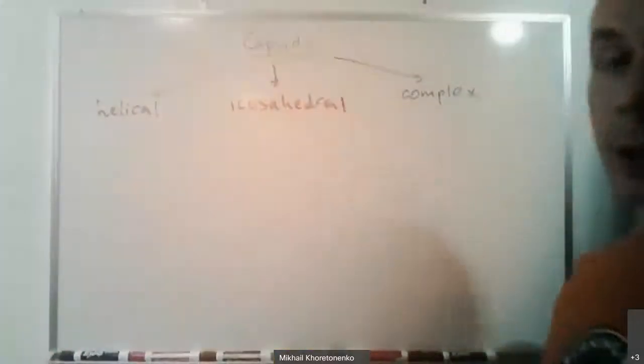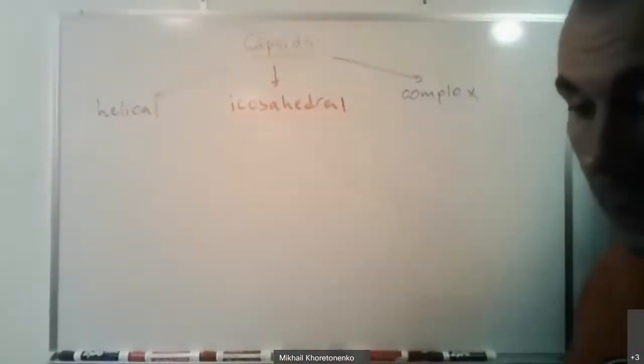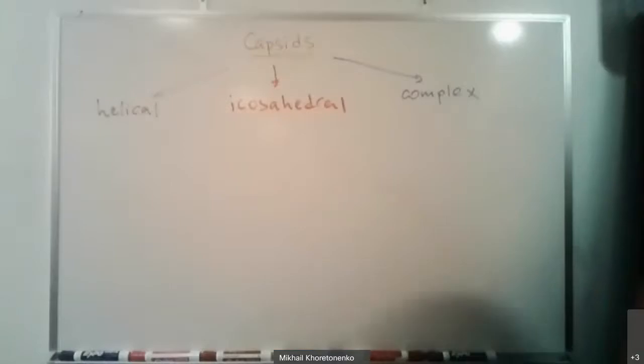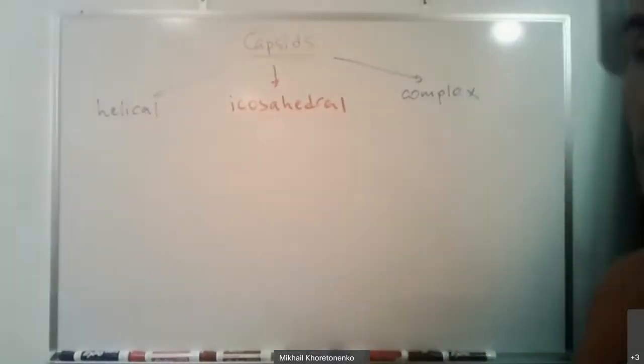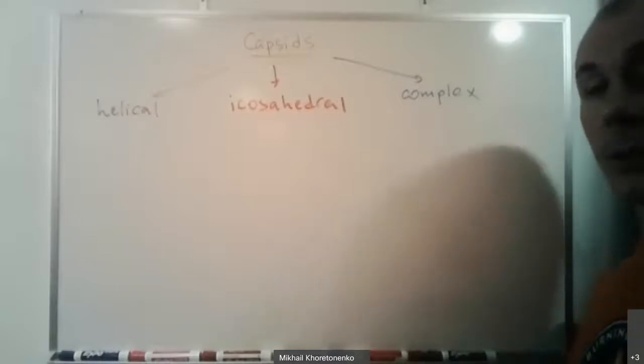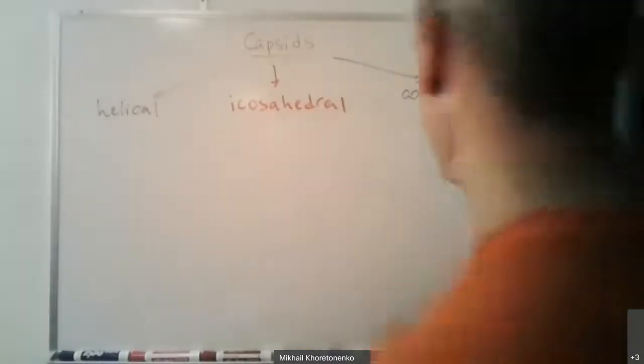Complex is the category which has all the viruses with some unconventional capsids, like filamentous capsids or bullet-shaped capsids like for rabies, or without any particular description like for pox viruses. Into that category also falls the capsid of a so-called T-even bacteriophage.